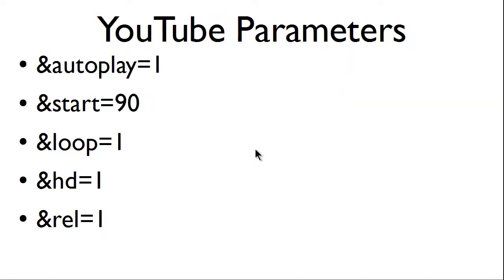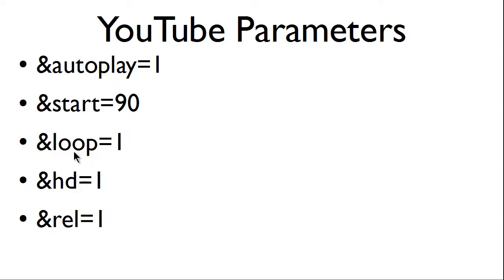Here are some examples of some YouTube parameters that we can use within our application. The ampersand autoplay allows the YouTube video to auto start. So when autoplay equals 1 is set, the YouTube video will automatically play. The ampersand start starts the video at a particular location. For example, here, this video will start at 90 seconds.